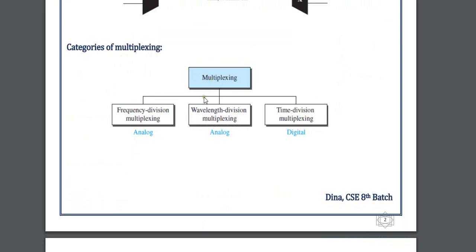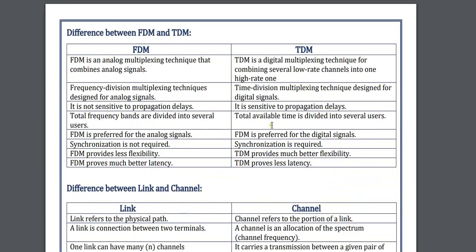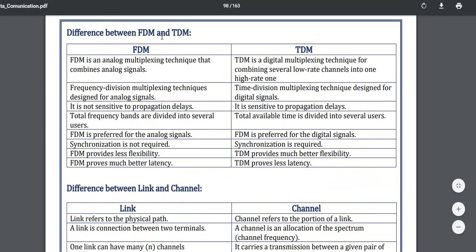Categories of multiplexing: frequency division multiplexing, wavelength division multiplexing, and time division multiplexing. Here frequency and wavelength work on analog systems, and time division works on digital systems. Here are the differences between FDM, which is frequency division multiplexing, and TDM, which is time division multiplexing, which is very important for your questions.